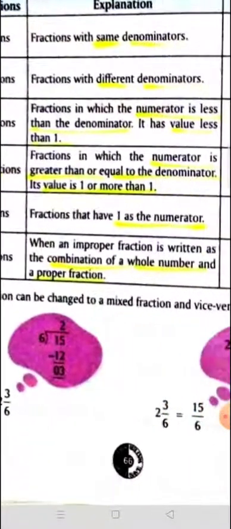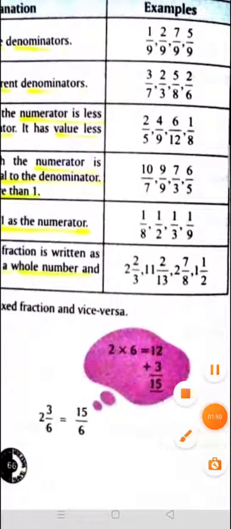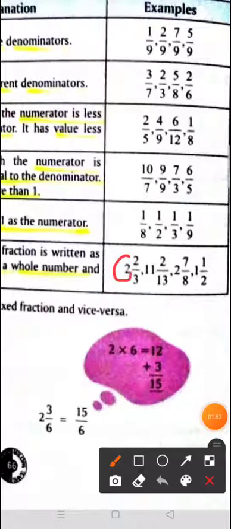Mixed fraction: a combination of a whole number and a proper fraction. This is your whole number and this is your proper fraction. Proper fraction means the numerator is smaller than the denominator. So it is a combination of a whole number and a proper fraction.